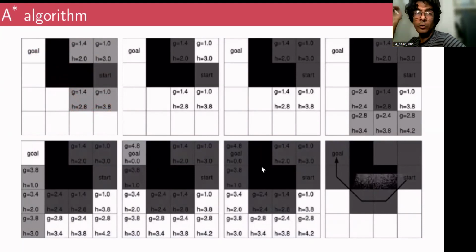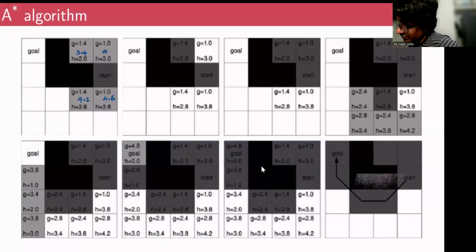So what we do is we add up the heuristic cost and the path cost. I'll write that value in the middle. So 2 plus 1.4 is 3.4. Then 3 plus 1 is 4. Then 3.8 plus 1 is 4.8. Right? And 2.8 plus 1.4 is 4.2.